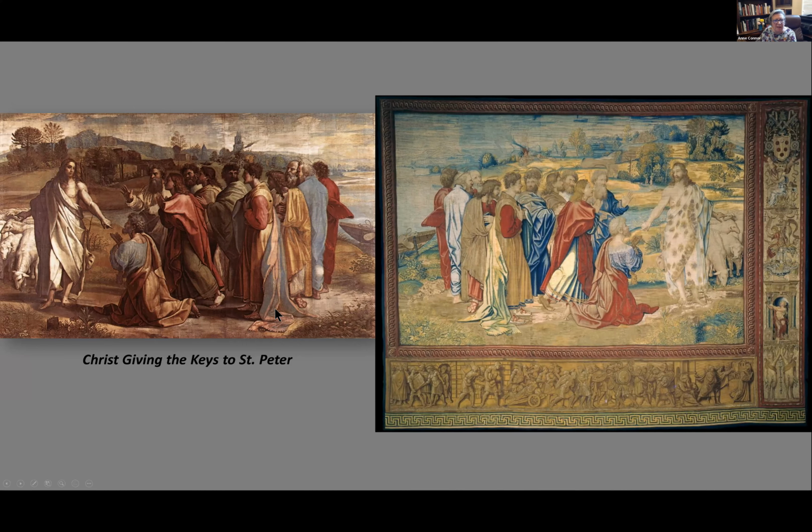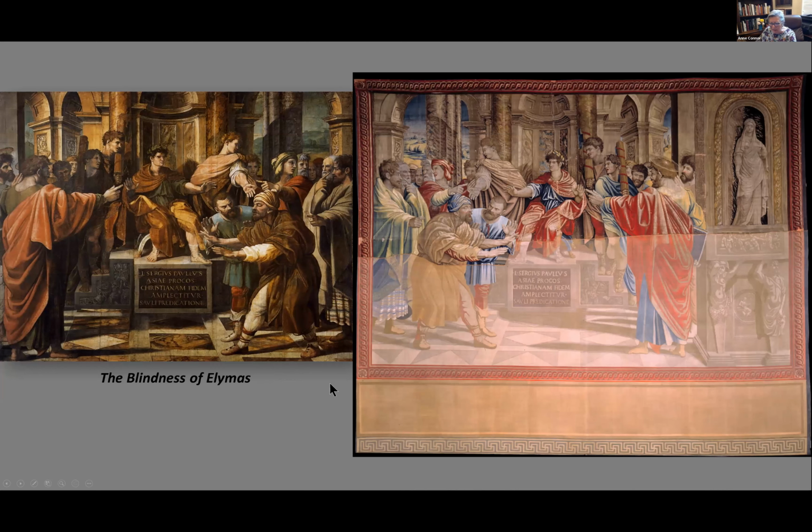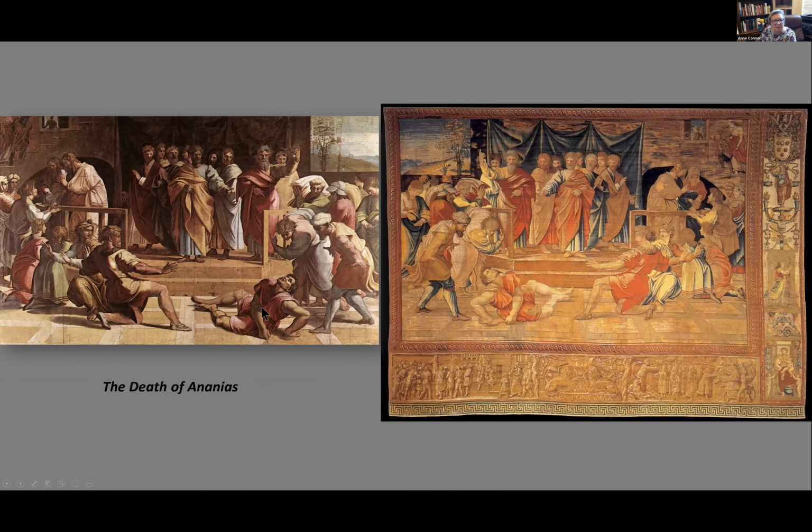The healing of the lame man with the extraordinary twisted columns, what you call Solomonic columns, which, by the way, used to be four in the old St. Peter's and would be recovered and reused in the new St. Peter's. The blindness of Elymas. The death of Ananias. And there are many more.